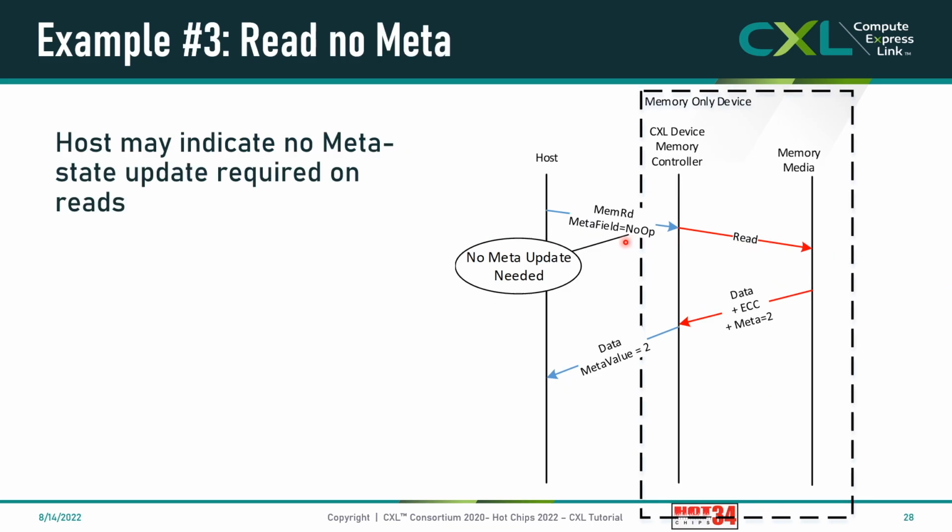Now the host can also send a read where it tells the device it doesn't want to update the meta value. So it sends mem read, meta field is equal to no op. So the device is just going to read the media, data is going to return, it has meta state of 2, it's going to return that meta state back to the host. But because it was originally encoded as no op, it knows that no updates required.